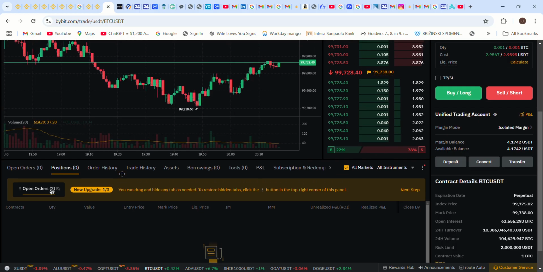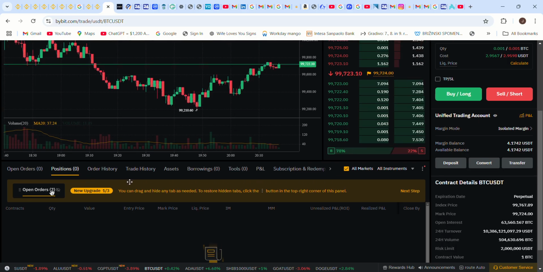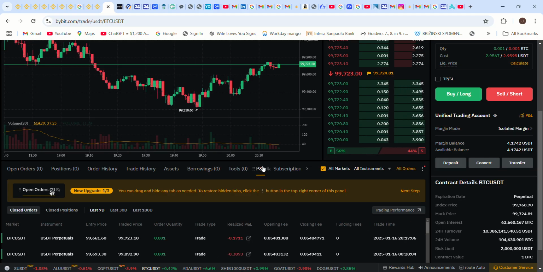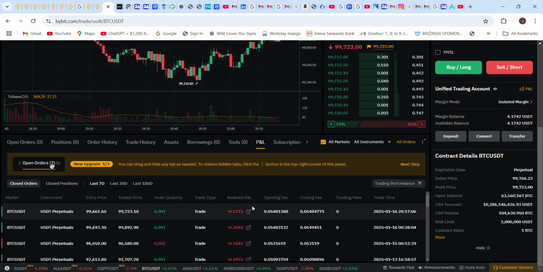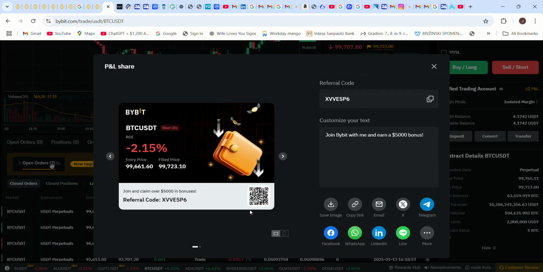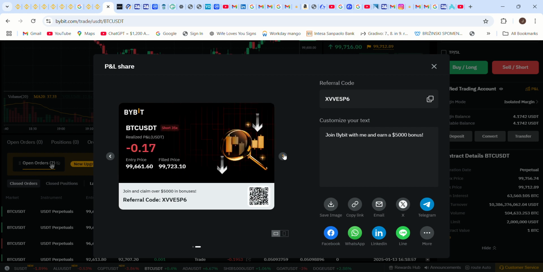Now, when you want to see what went wrong, or what happened, you go here, and you can see, check this out. The price moved 2.15%, and we lost 17 cents. This is in real time, so you can see what is going on.